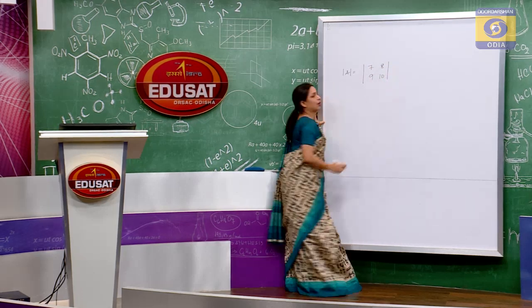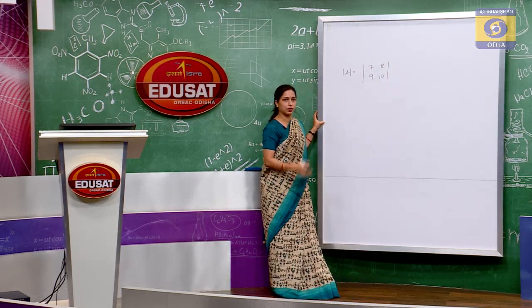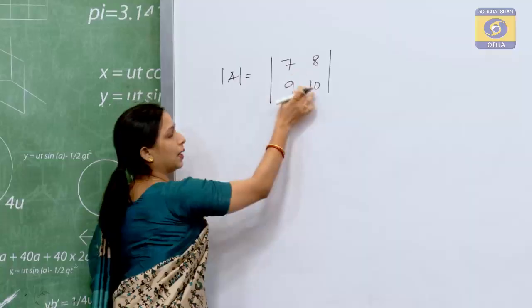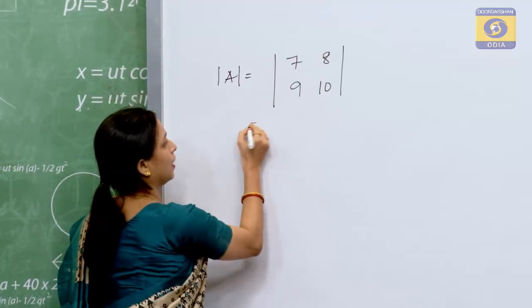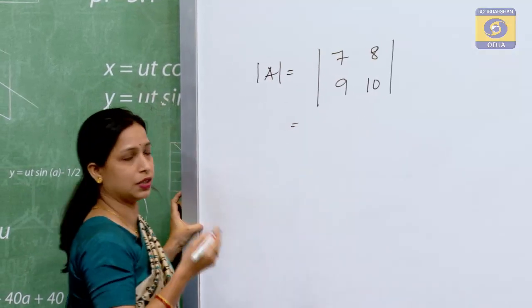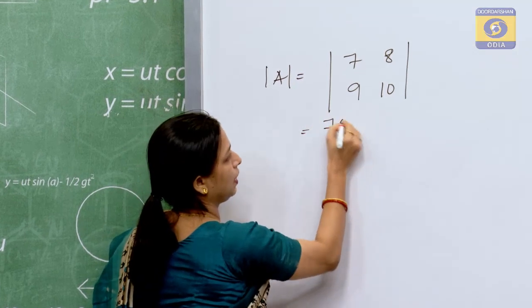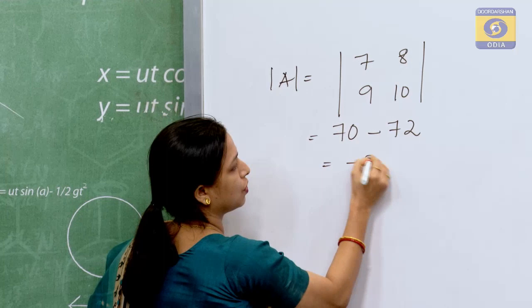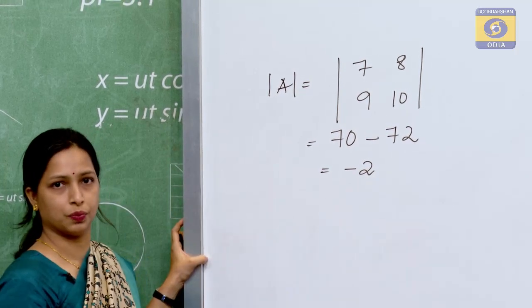Okay. Now, if I have to find out the value of the determinant, we all know how to find the value of a determinant of order 2. We multiply the diagonals and find the difference, and that is the value of the determinant. So, this is 70 minus 72, so the value is minus 2, right.